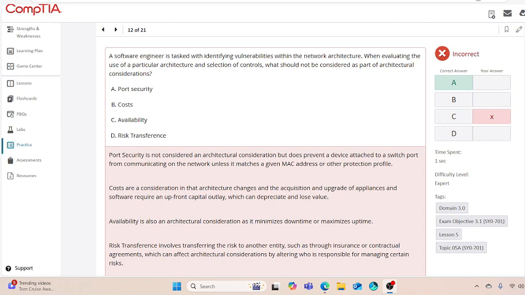A software engineer is tasked with identifying vulnerabilities within the network architecture. When evaluating the use of particular architecture and selection of controls, what should not be considered as part of the architectural considerations? Port security. Port security is not considered an architectural consideration, but does prevent a device attached to a switch port from communicating on the network unless it matches a given MAC address or other protection profile.